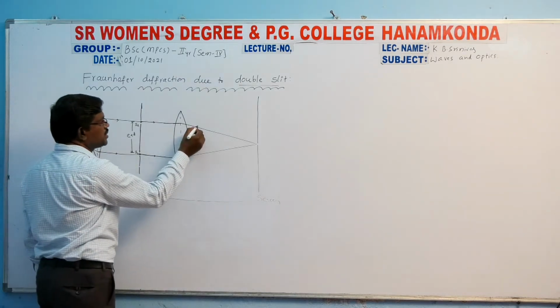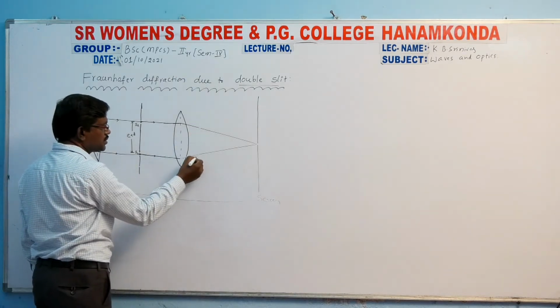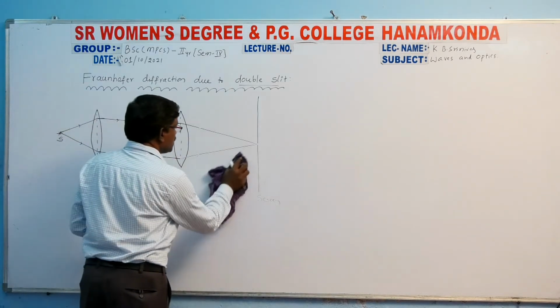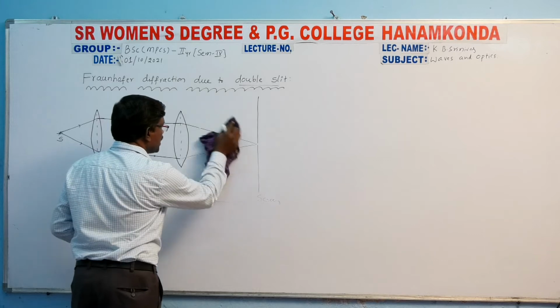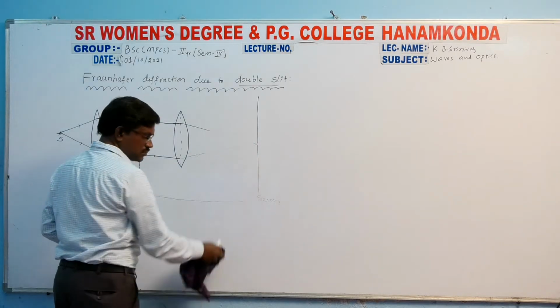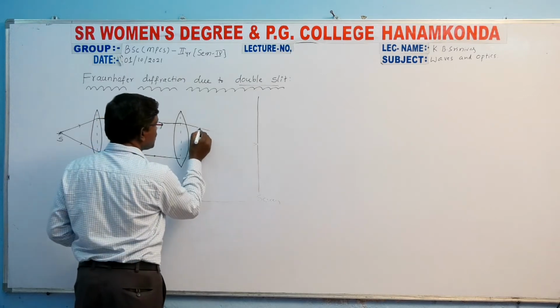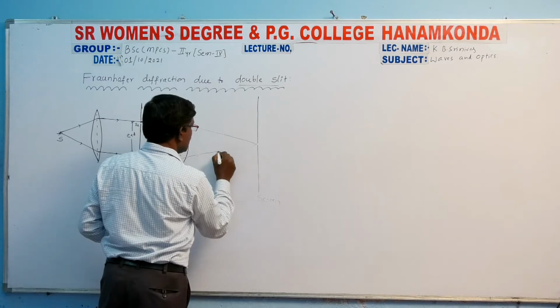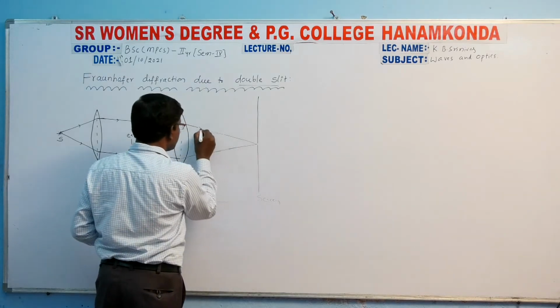Always we have to represent rays by arrowheads. So diagrams are very important actually. For diagrams you will get marks. So this is the optics part. So diagrams are definitely very important. And you have to use pencil only.